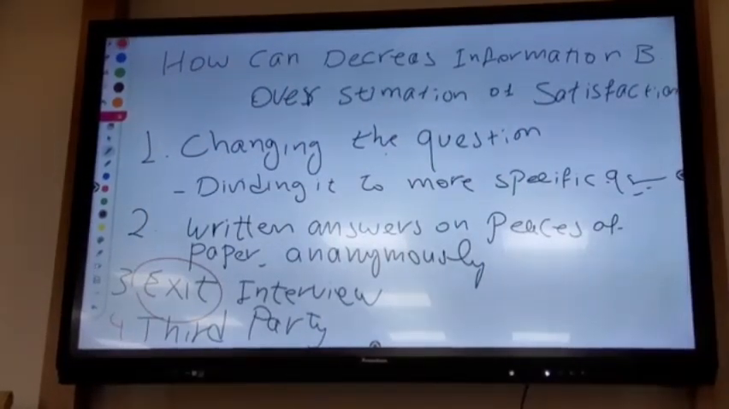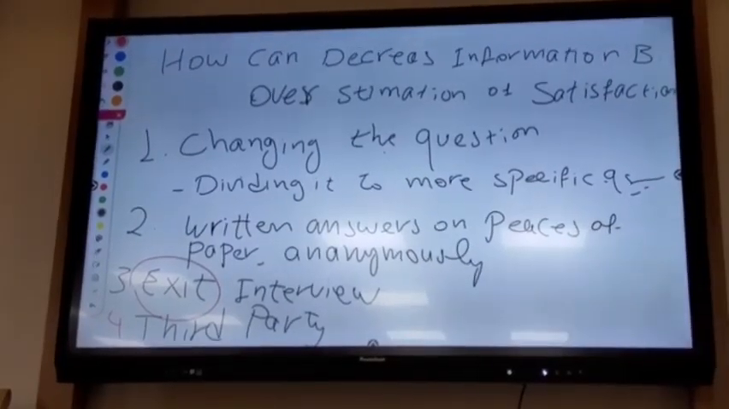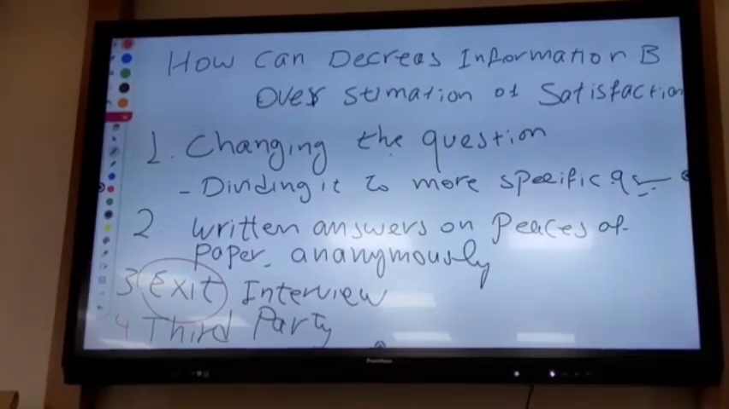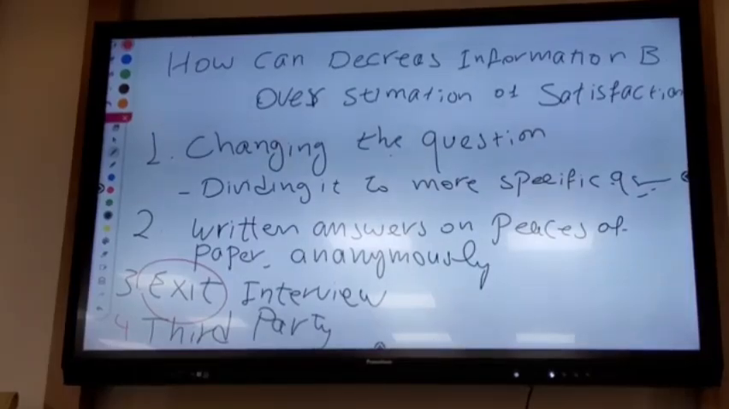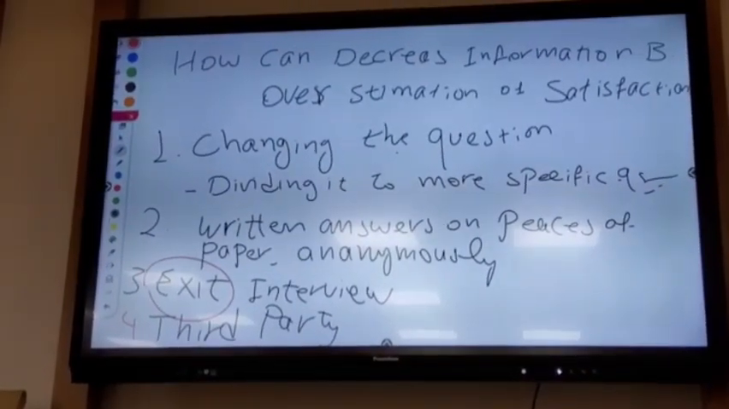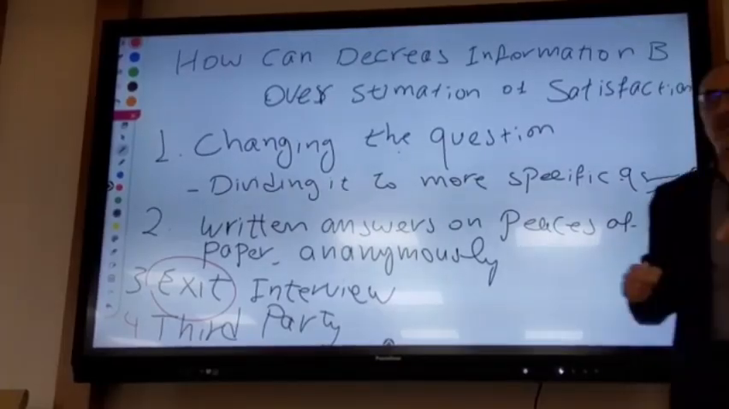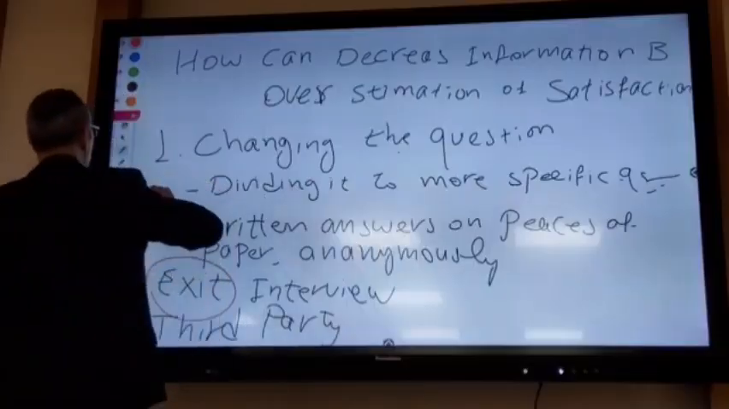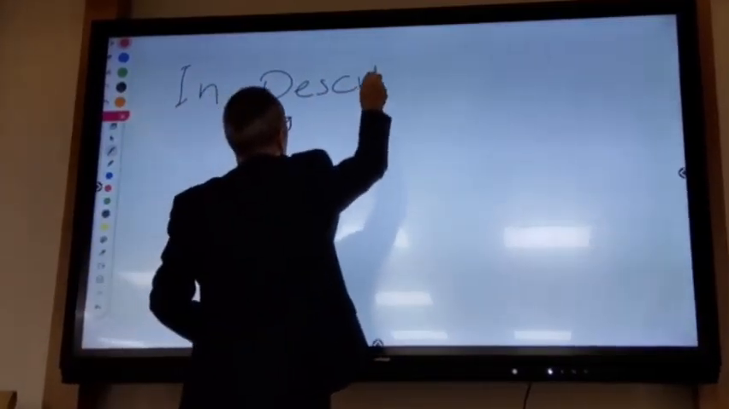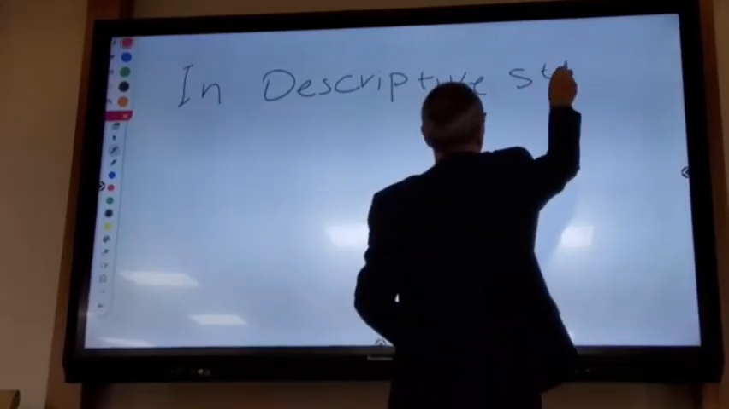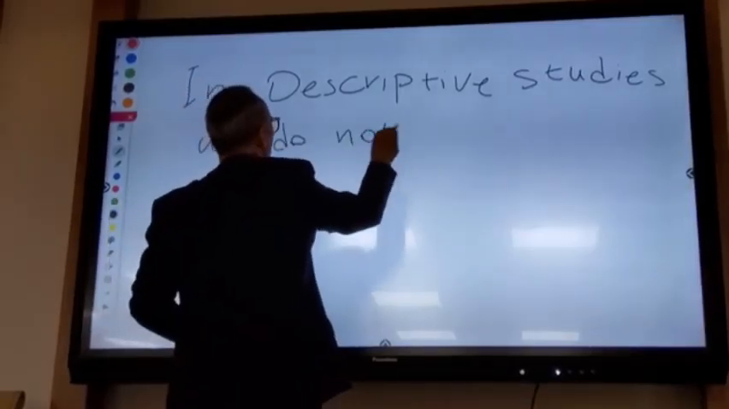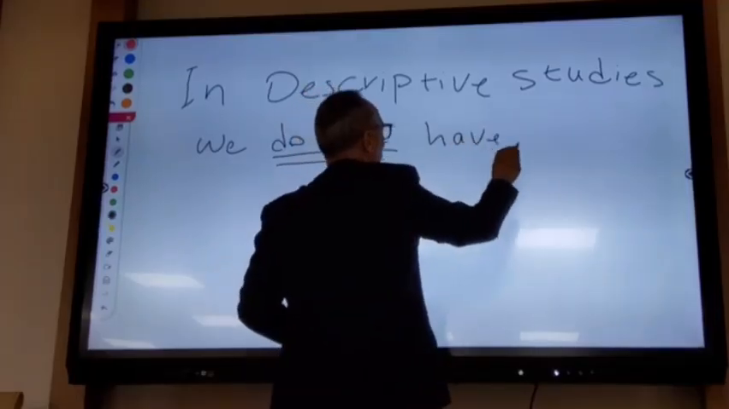So I just want to mention that there are two main important drawbacks in epidemiology, in analytical and descriptive studies. In descriptive studies, we have the problem of selection bias and information bias. In descriptive studies, we just have the problem of bias. We don't have confounding in descriptive studies. Please pay enough attention to this sentence. In descriptive studies, we do not have confounding.